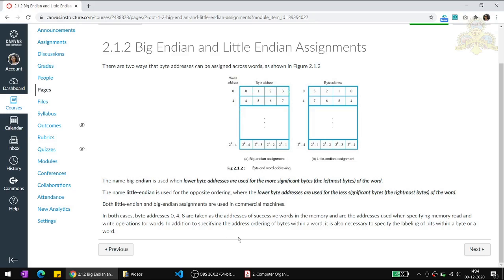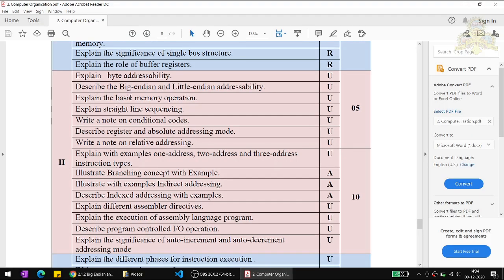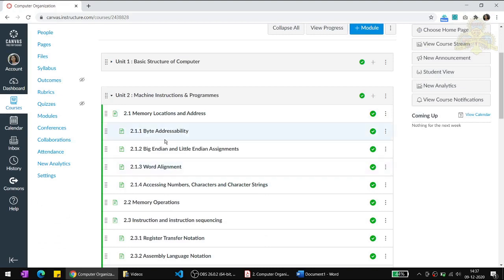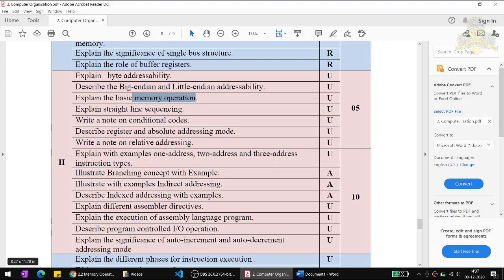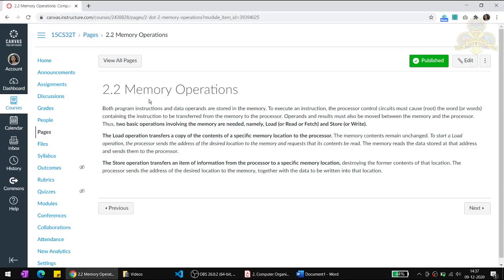The third question is: explain basic memory operation. For this question, the answer is here, 2.2 memory operations. Just let me read the question again. Explain basic memory operation. So this is your answer for this question. In this question, you have to say what the basic operations involved are, then you have to explain them. Now let me explain this one to you.